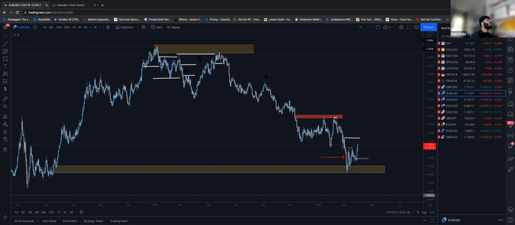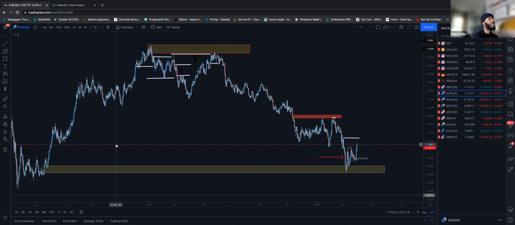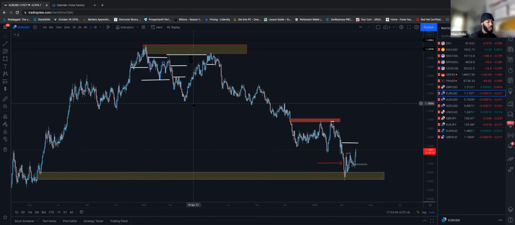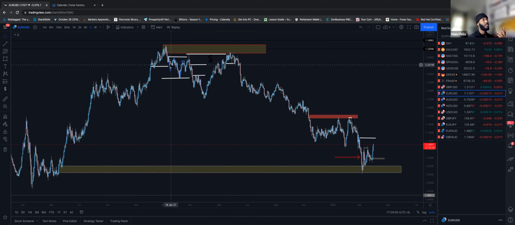Okay, so the fact that price comes from demand zones means that if price has a demand zone, there's a range where price has to get to where it's losing the demand because price is getting too high, right?